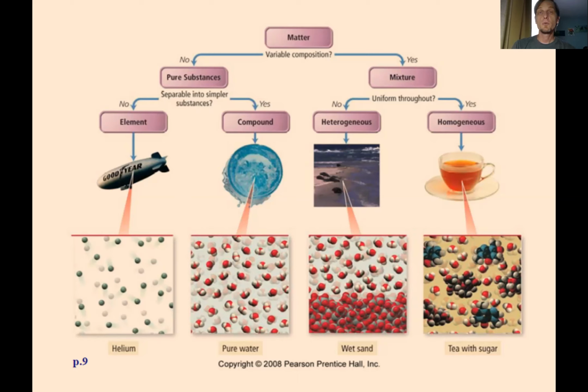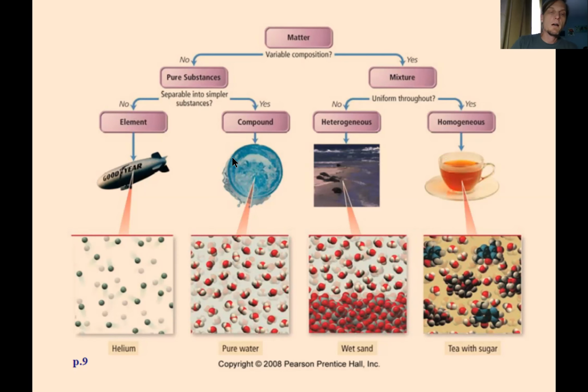What I would do, if you want, is to pause this and just write down this. Matter can be broken into pure substances or mixtures. Pure substances can be broken down into elements or compounds. Compounds have 2 or more elements. Mixtures can be one of 2: they can be either heterogeneous or homogeneous.